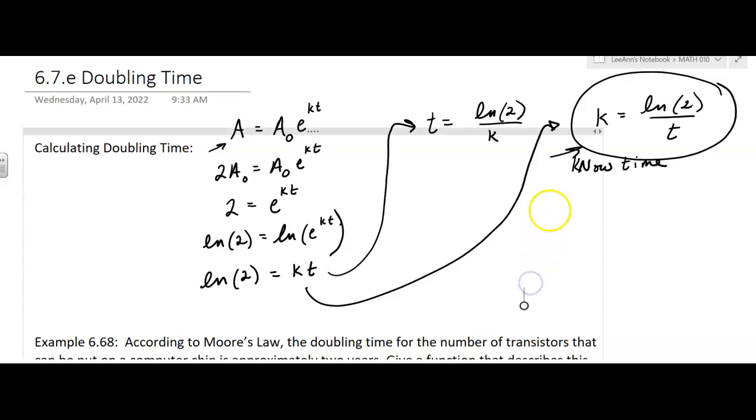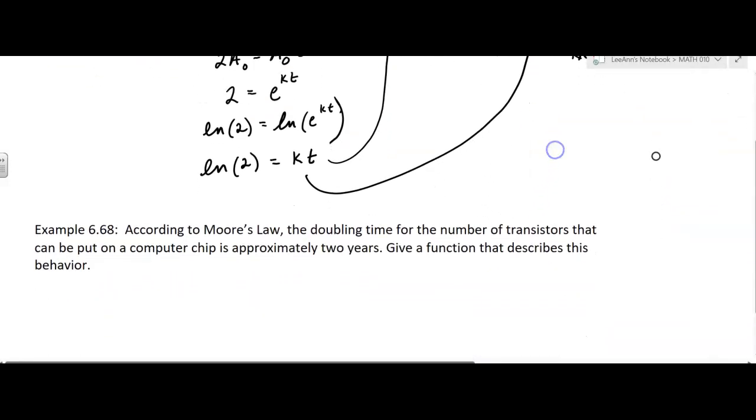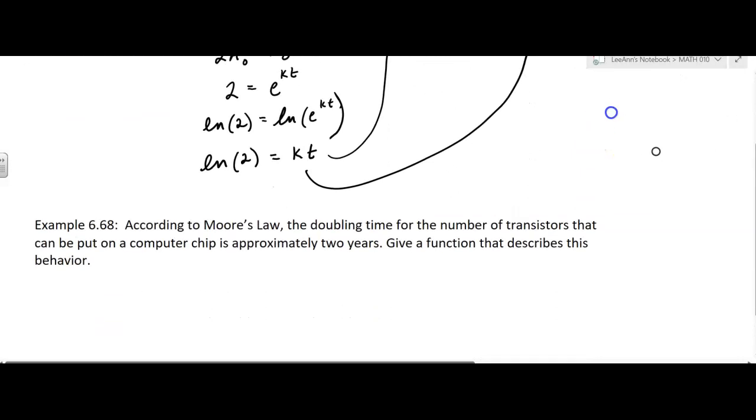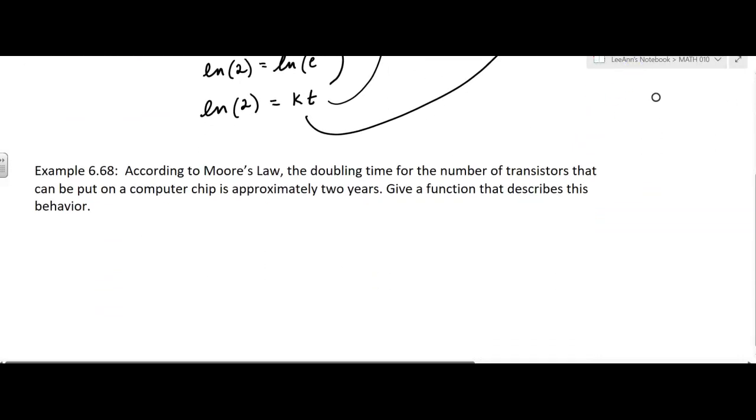but I'll do that later. So we want to keep that formula, k equals the natural log of 2 over t, because I kind of know what problem is coming here. And that's going to allow us to calculate what k is.